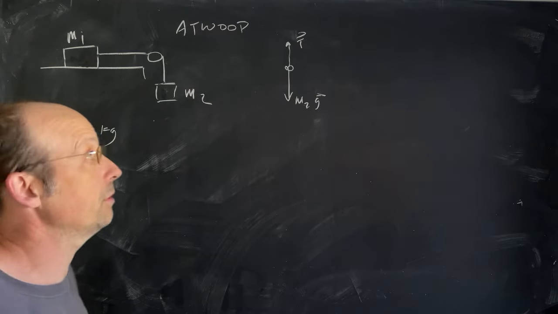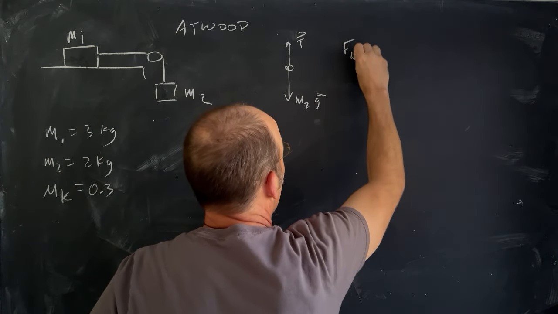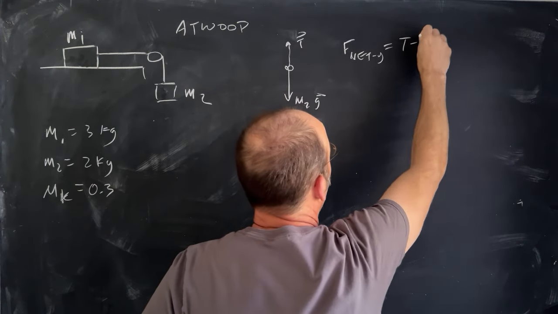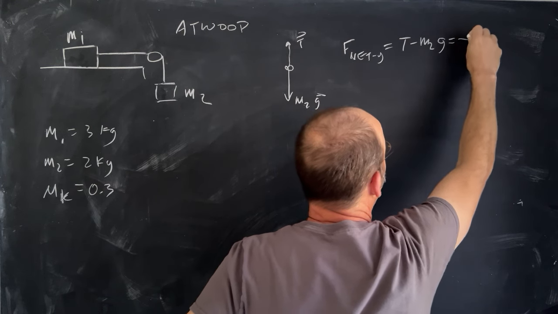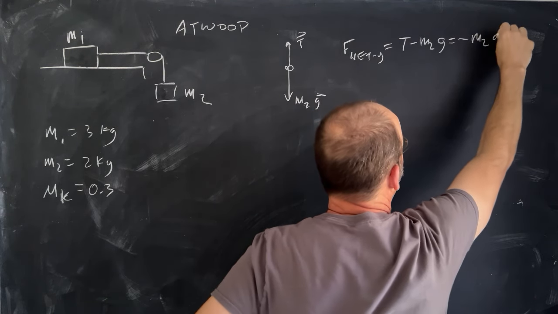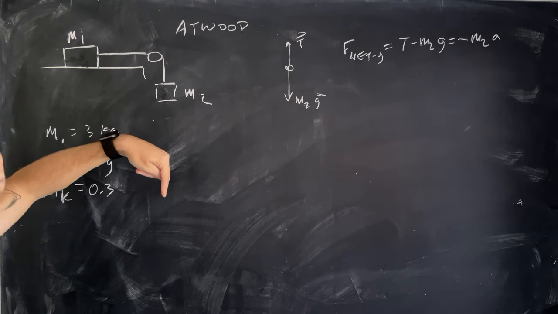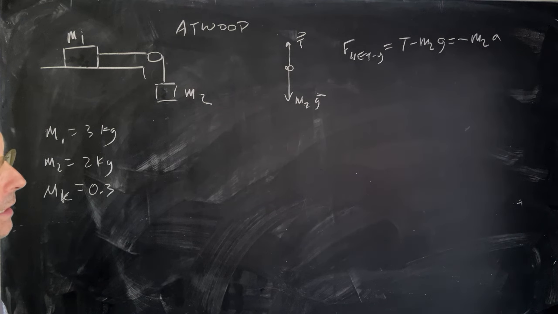Let's go ahead and write Newton's second law for this one in the y direction. F net y is going to be equal to T minus m2g, and that's going to be equal to minus m2a. It's minus because I'm assuming the acceleration is down. I could be wrong, but I'm assuming it's down. Okay, that's why it's that way.